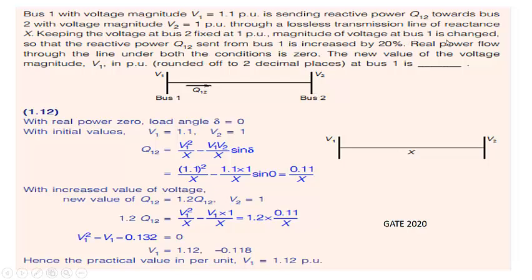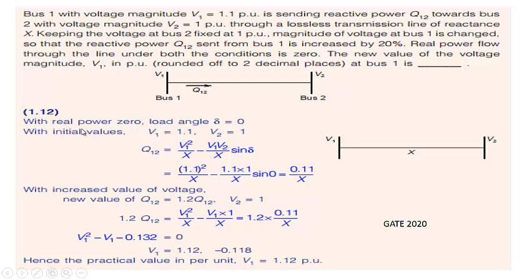The magnitude of voltage at bus 1 is changed so that the reactive power Q12 sent from bus 1 to bus 2 is increased by 20%. Real power flow through the line in both conditions is 0. The new value of the voltage magnitude V1 in per unit, rounded to 2 decimal places, at bus 1 is? So we need to find V1 at increased Q12.